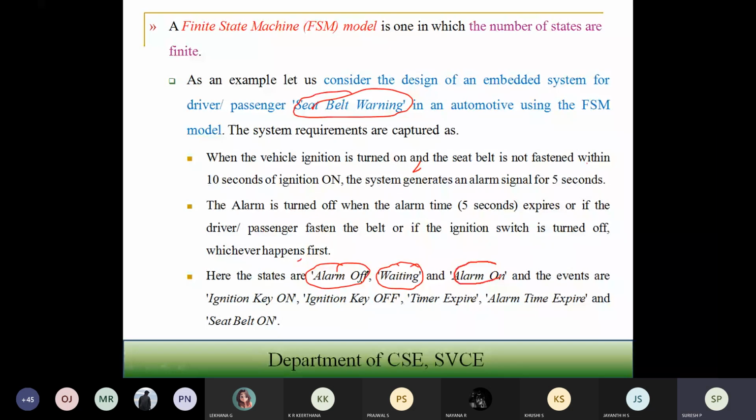So what events are you going to have? The event is that you switch on your car, so your ignition key is on. I have to check whether my ignition key is on, and whether my ignition key is off. I have to check whether the 5 second timer is going to expire, whether the alarm is going to sound for 5 seconds. The timer is there for both the alarm and the wait, and it is going to start. Next, whenever the seatbelt is on, the timer has to stop its working. These are the different states and events your finite state machine model has to have.